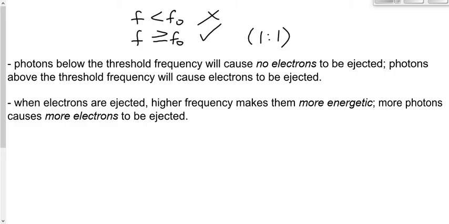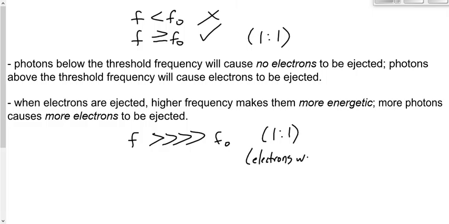So let's say if F is a lot bigger than the threshold frequency, yeah, it's a 1-to-1 ratio, but the electrons will be more energetic.